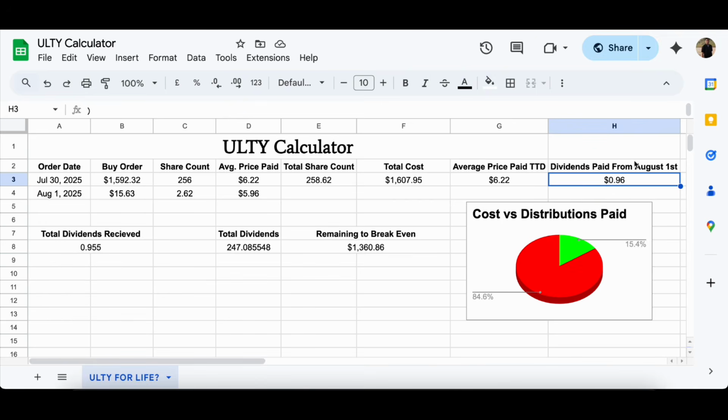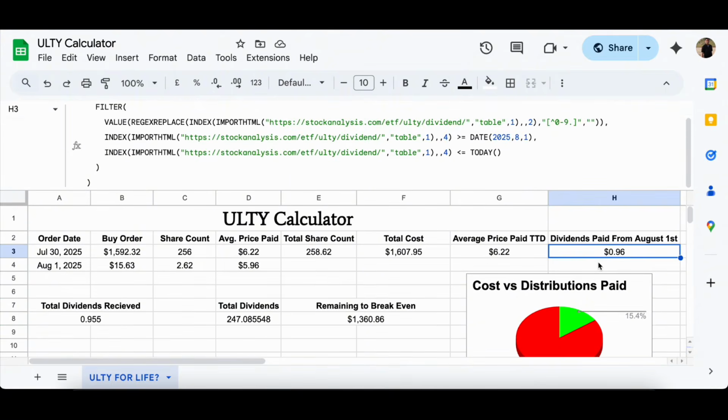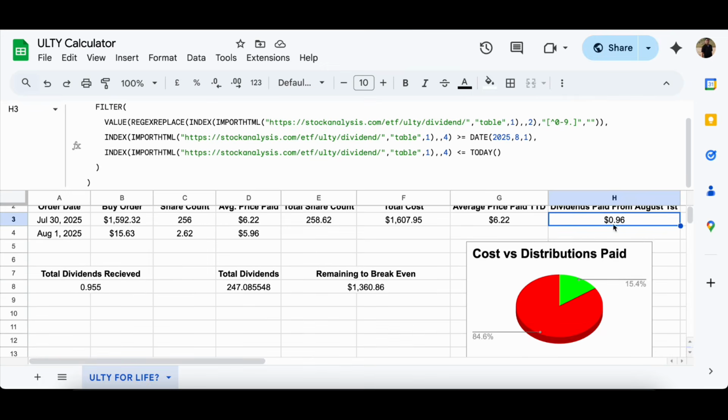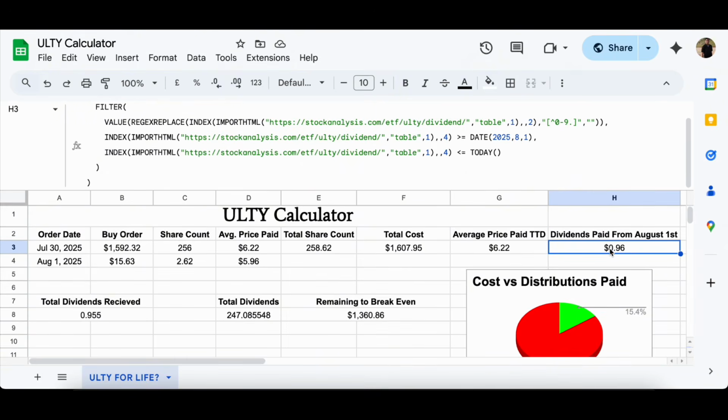Every week, this sheet or calculator automatically updates, and it gets updated from this website. If I can show you in this H3, you can see the formula. I'm using a stock analysis ETF ULTY dividend endpoint, and this is the website where I'm pulling the data from. Once I refresh this page, this updates every Friday, I believe, and then it reflects the amount of dividend that has been paid per share to me over the time period since August 1st.